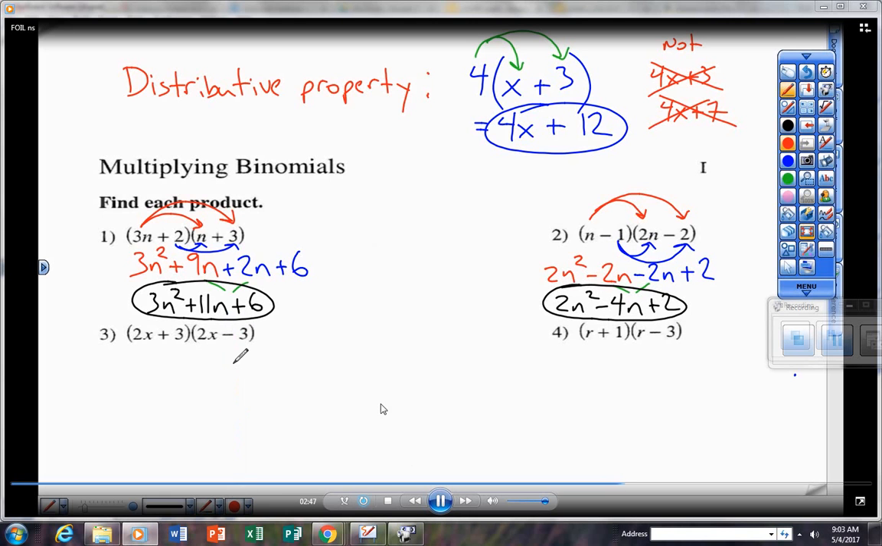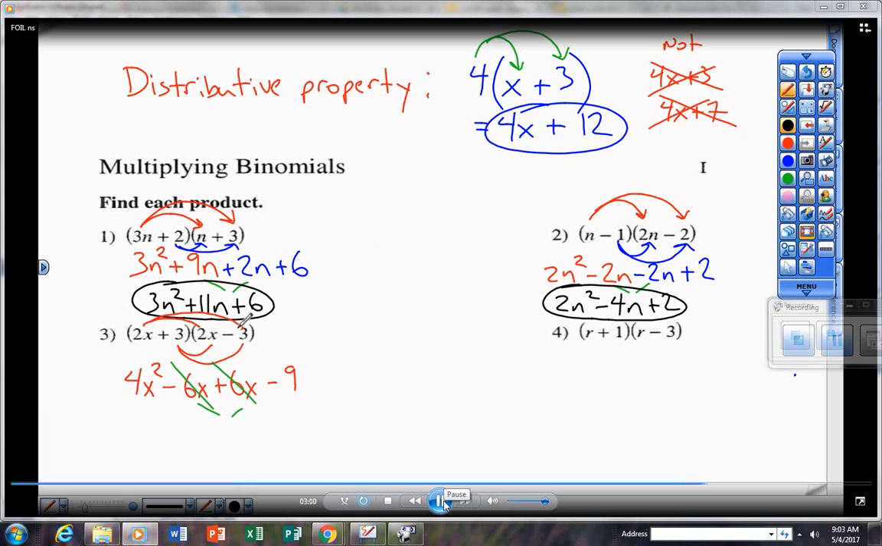Next one. These are special cases. So 2x times 2x gives me 4x squared. 2x all the way down times negative 3, negative 6x. 3 times 2x, positive 6x. And then 3 times negative 3, negative 9.